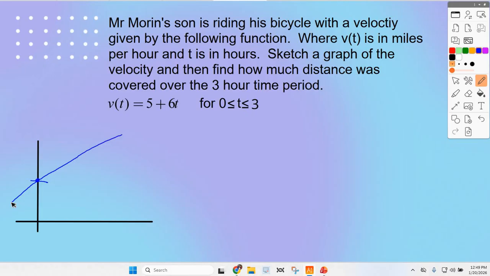Do we care about the negative half of my graph? No, because we aren't going negative. So I drew it just so we can see the whole line, but we really only care about the part that is to the right.